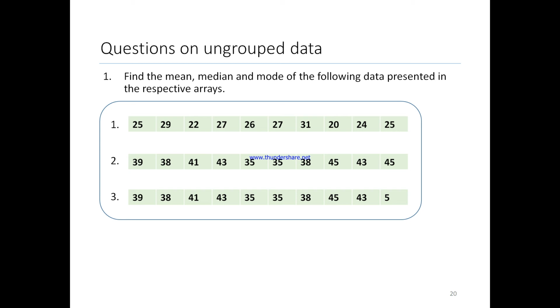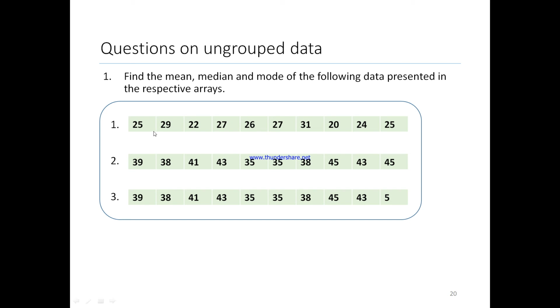This is an example where you can try: if you are provided with a data set like this, you can easily find the mean, median and mode. You take the summation of all these values and divide. Here you have 10 values, so divide by 10 to find the mean. And 10 plus 1 divided by 2 is 5.5. First you arrange the data in ascending or descending order and take the fifth and sixth observations, get the total, and divide by 2 to find the median.